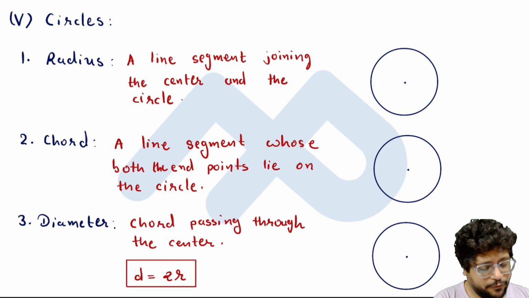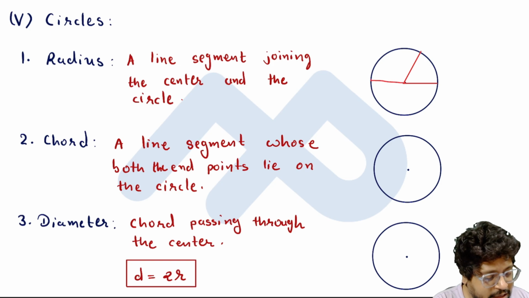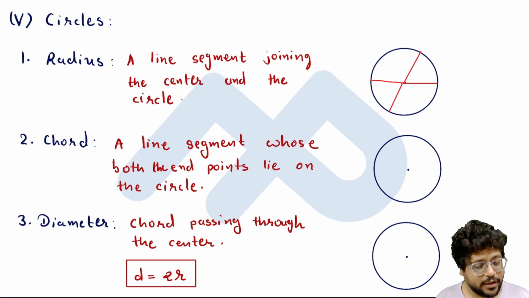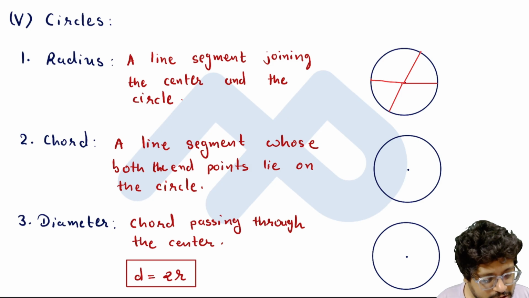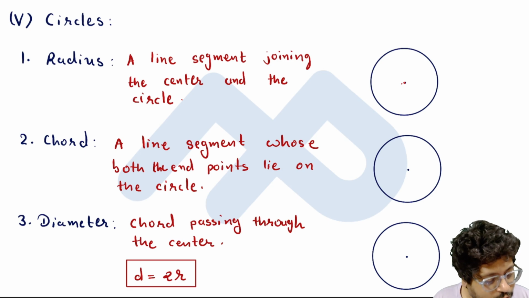Let's start. First, the radius. Radius is a line segment whose one endpoint is at the center of the circle and another endpoint is at the edge of your circle. So it could be like this, or like this, or like this, anywhere on the circle. Just one endpoint should be on the center and another endpoint should be on the circle. So that is what the radius is. Let me just draw only one here, because otherwise it will be very confusing for you. Yeah, so this is the radius.